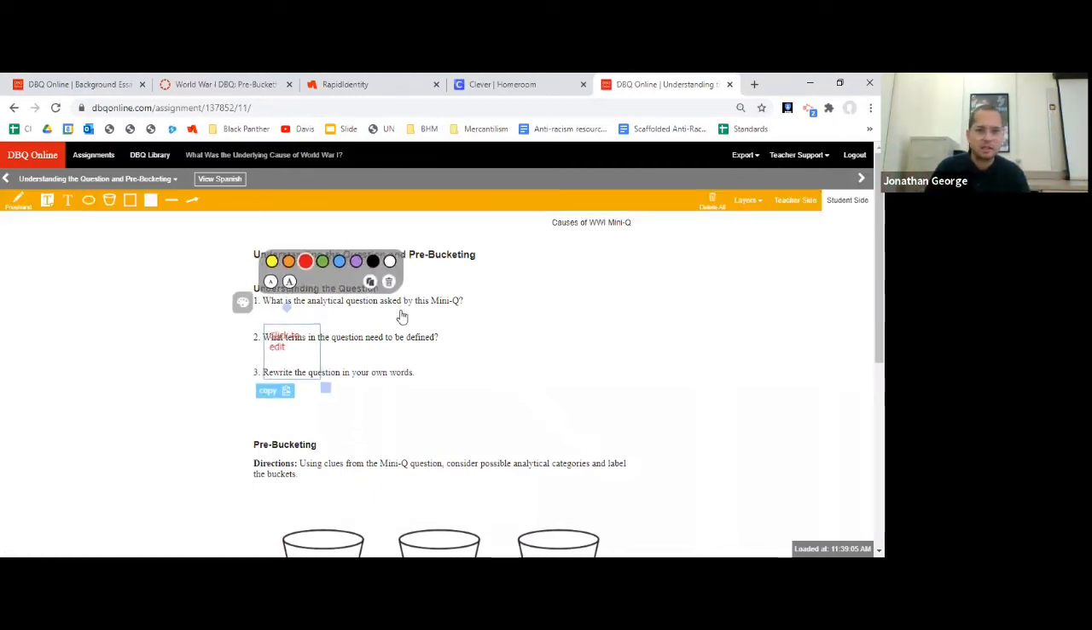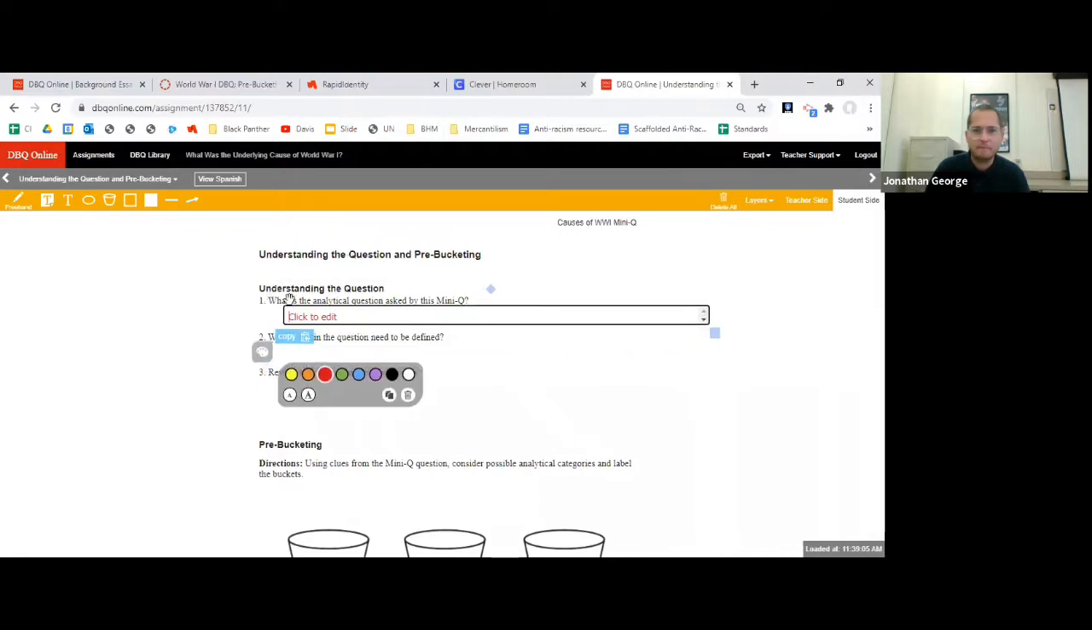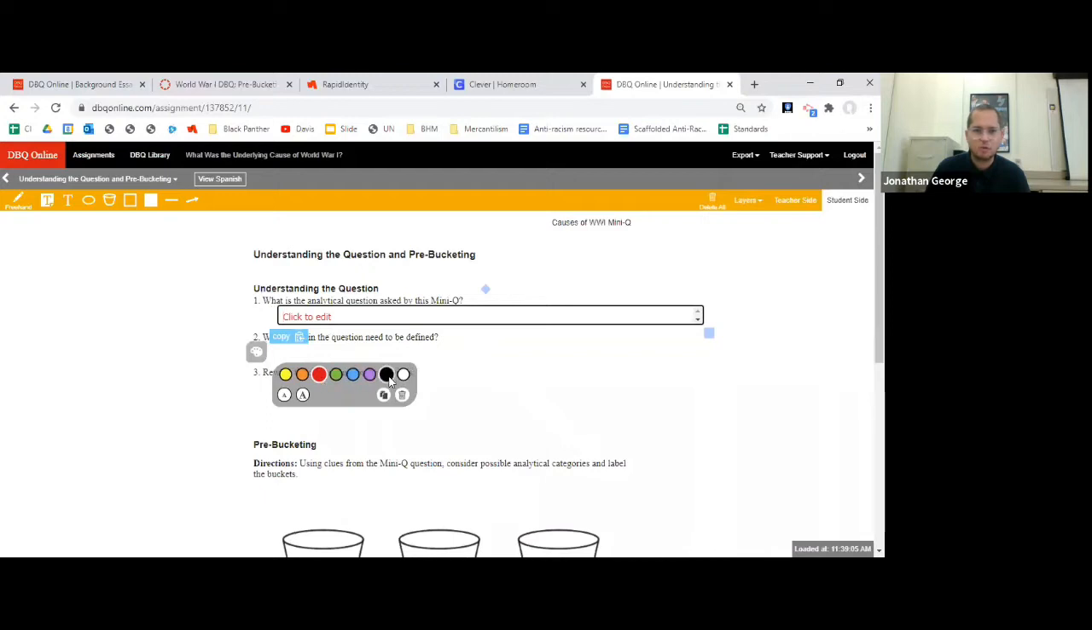So I'm going to do the text box here, stretch it out, put it right here. I'm going to change that font color as well to a little bit darker. I'm going to keep it red, or maybe purple. I wish it was darker. I'm going to do red though. Let's do red. Everybody do red so it's easy for me to see. Okay, and the analytical question is, what was the underlying cause of World War I? Okay, everybody put that in there.